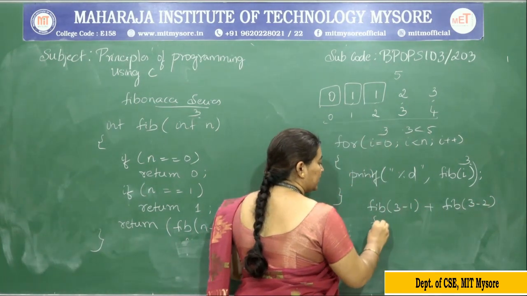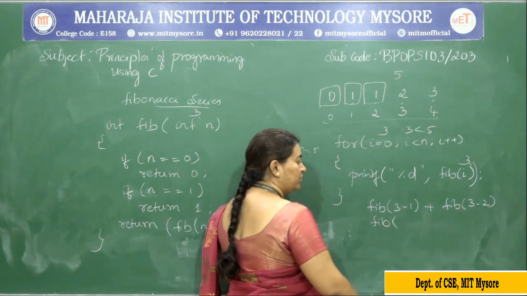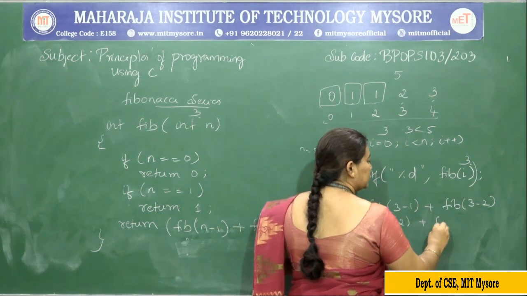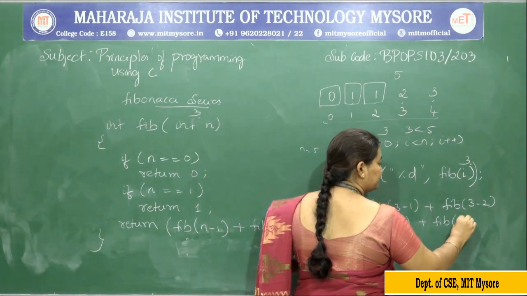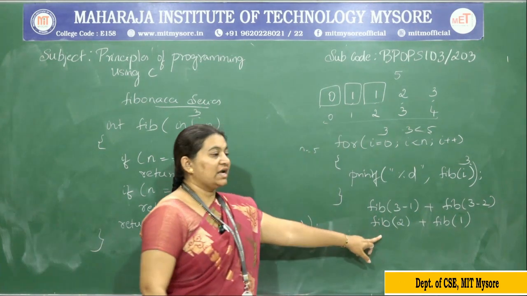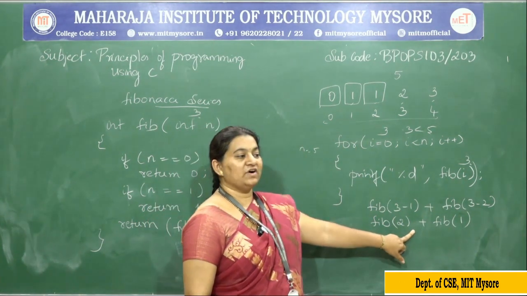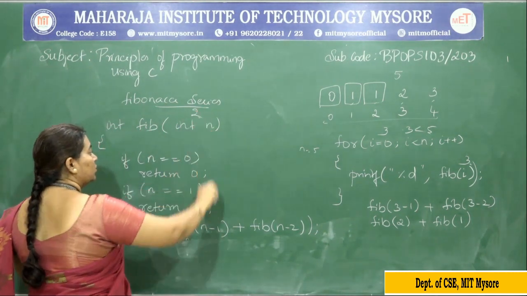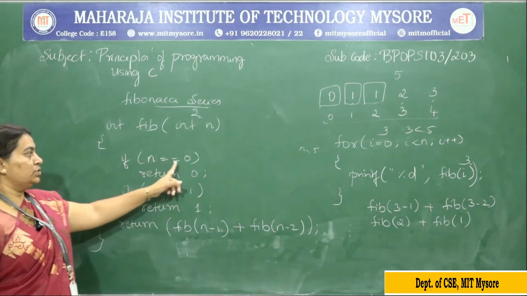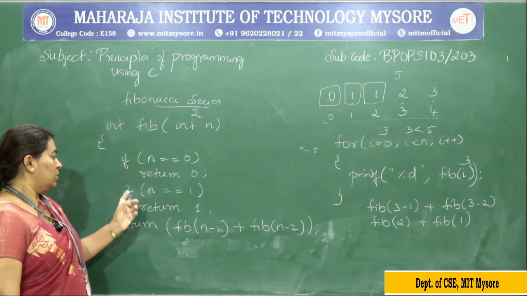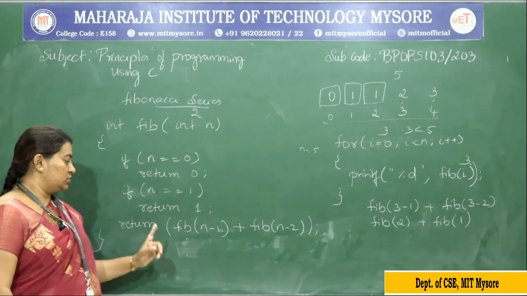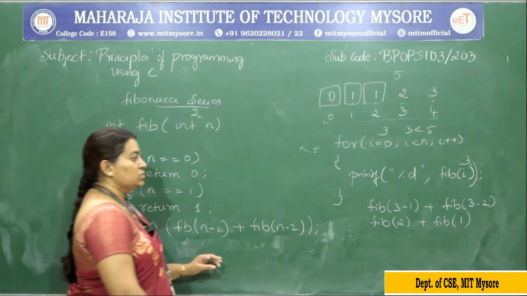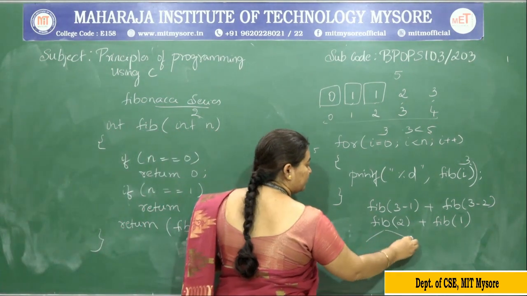Right? So what will happen here? This will be fib of 2 plus fib of 1. So again this is calling a function called fib. Next, it has to send a value called 2. So whether 2 is equal to 0? No. Whether 2 is equal to 1? No. So again this function is being called. So it is going to divide this function.